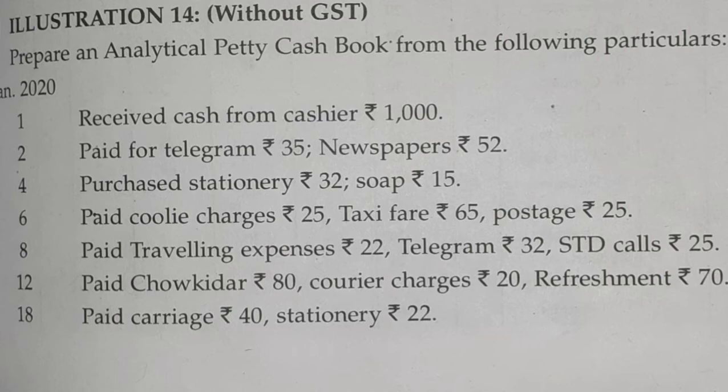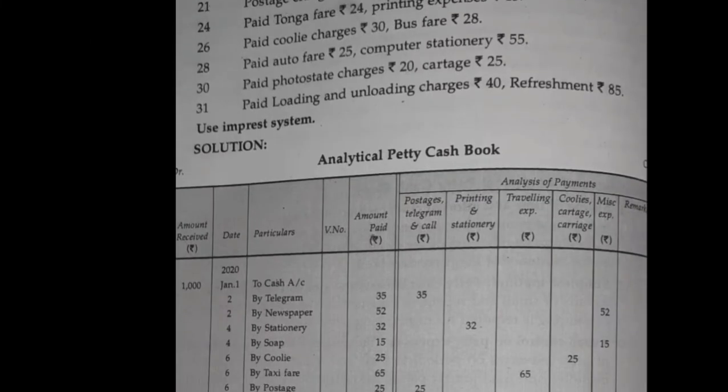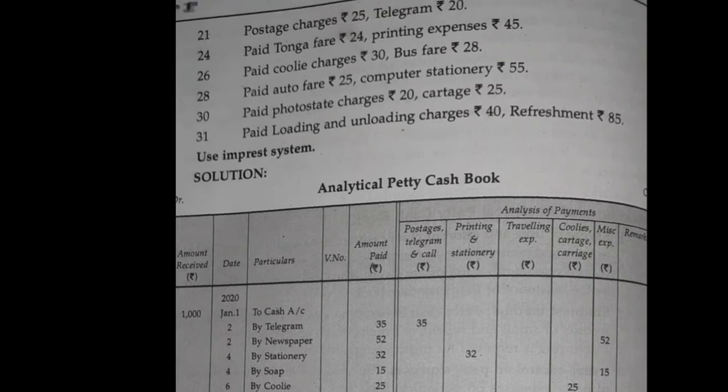The details are given starting from January 2020, January 1, 2, 3, and so on. But the first one you can see is receive cash from cashier. So we will start preparing the same. Here you can see the various column headings. You will start with the analytical petty cash book, and you can see the receipt, that is the amount received, rupees 1000, isn't it? So the left side is used for recording receipt of cash.